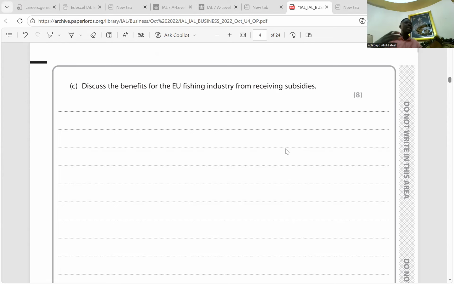And that increases the number of workers they would need, and that creates employment. So subsidy would literally create employment opportunity, and that's the point I'm making here. However, other fishing nations may retaliate by using their own subsidies, and that was the $35 billion globally. So other countries might also subsidize to compete with the EU fishing industry.